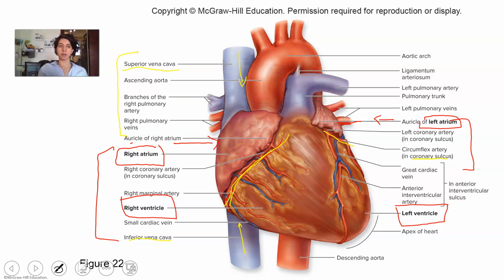Where would you be bringing oxygen poor blood from? Systemic circulation, right? So you are bringing back oxygen poor blood with high carbon dioxide and dumping it into the right atrium. So you have the superior and inferior vena cava dumping into the right atrium.